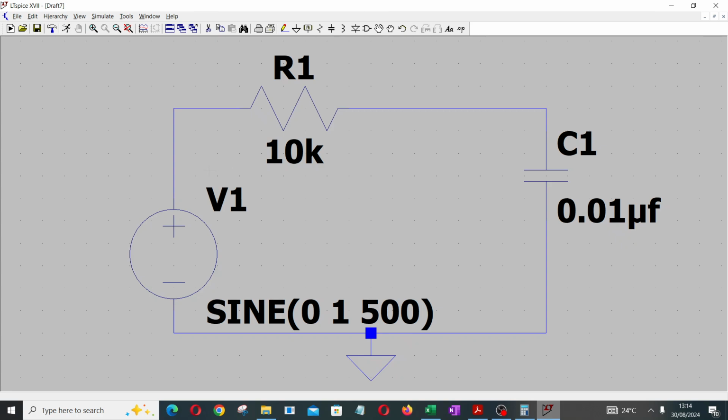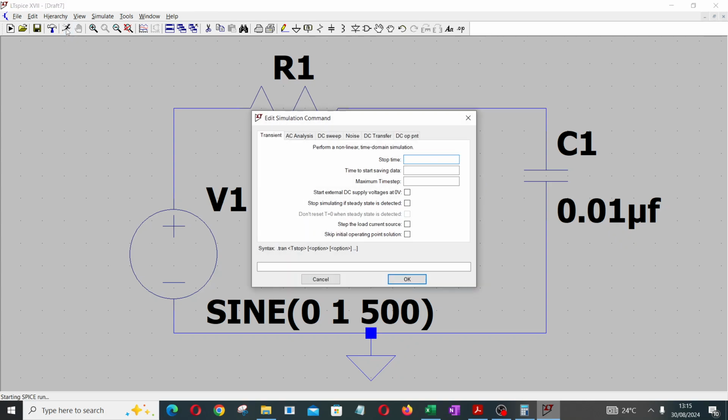Then you now want to run a simulation. You go to simulate, or you click on this icon that is always on the run. You click on it. You want to run a simple transient analysis of this circuit. So let's say you need 10 milliseconds. Time to start saving the data is, let's say, 1 millisecond.